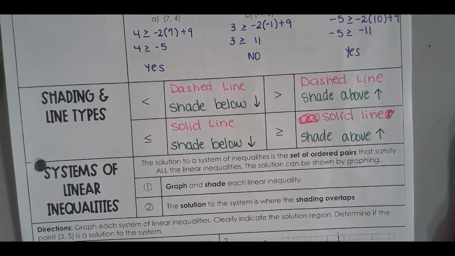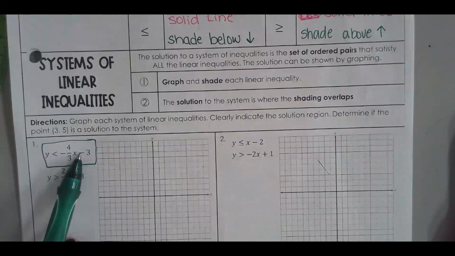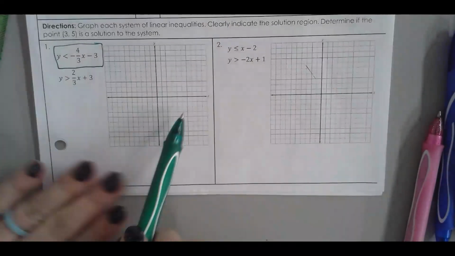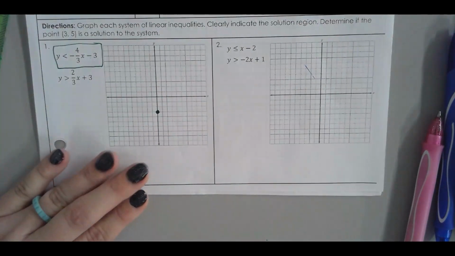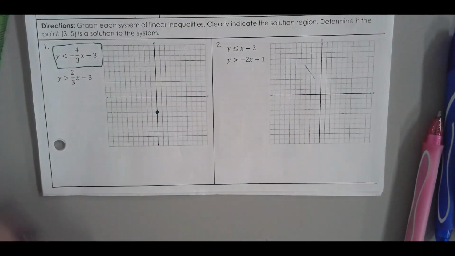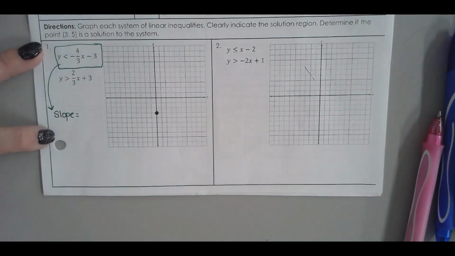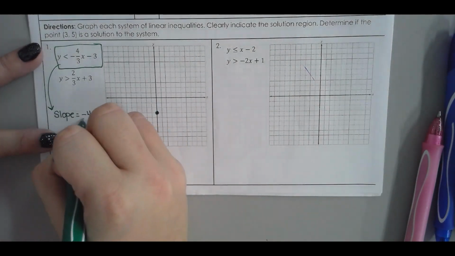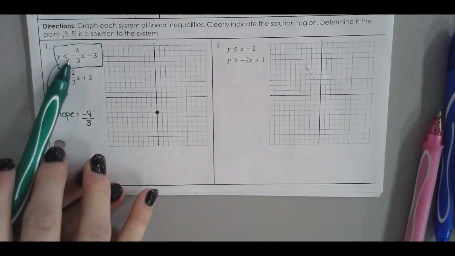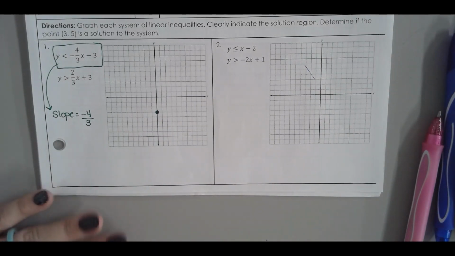What is the y-intercept of this one? -3. The y-intercept is -3, so we're going to put a point on the y-axis at -3. My slope is -4/3. When you have a negative in front, that negative either goes with the top or with the bottom, not both.